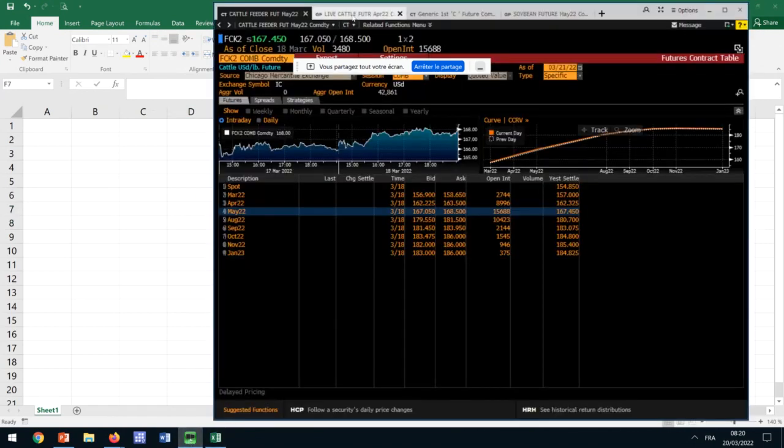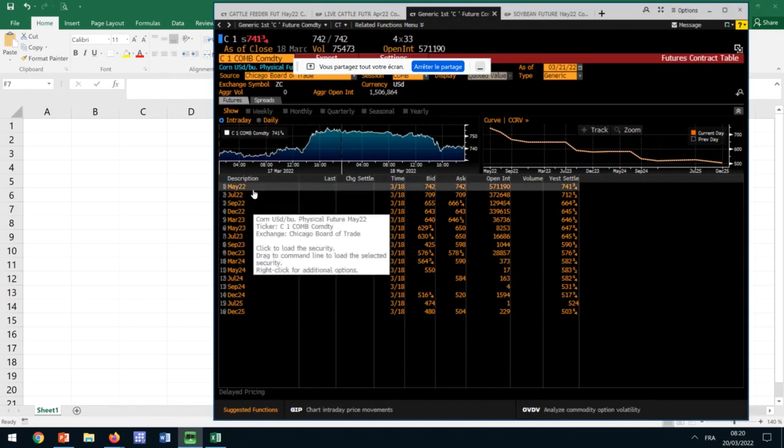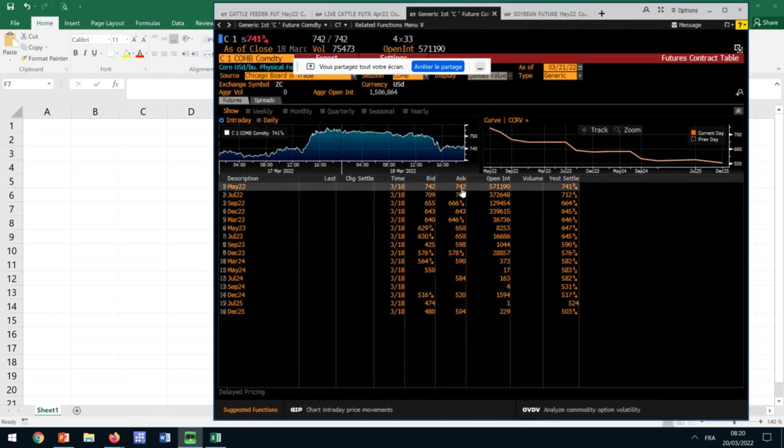Corn in May is quoted at. May is the first contract here. We have only one price because the bid-ask spread is very, very small. It's a couple of, I mean, it's half a cent or something. So it's 742.